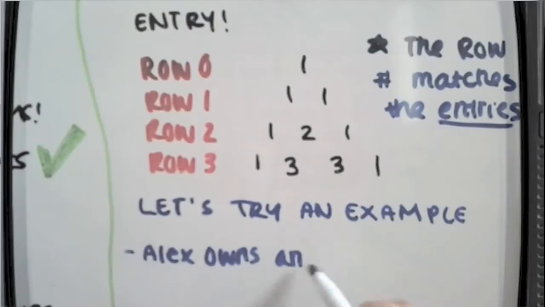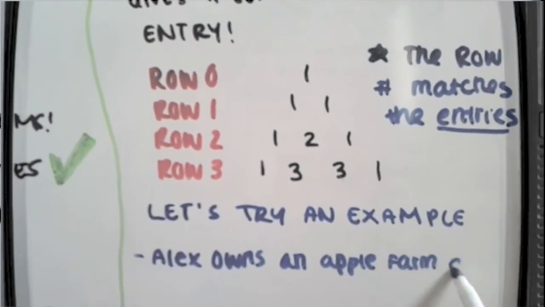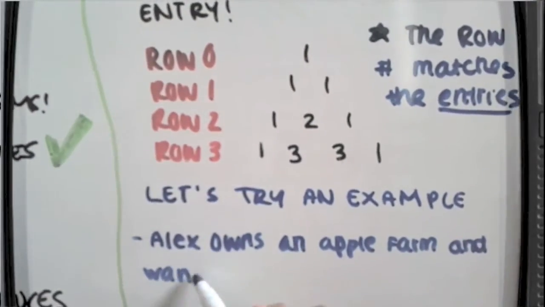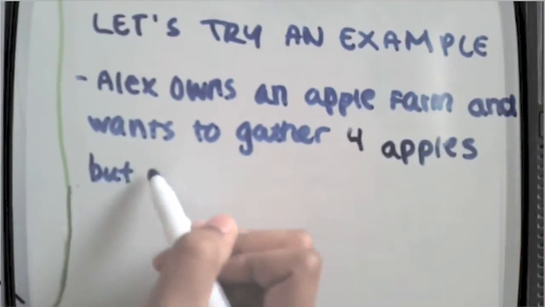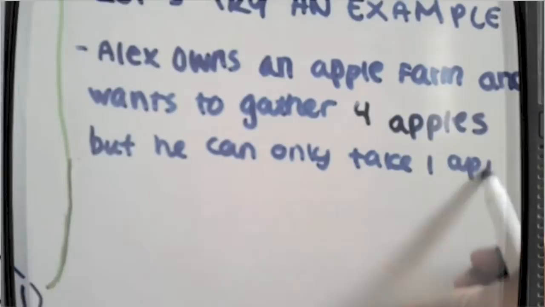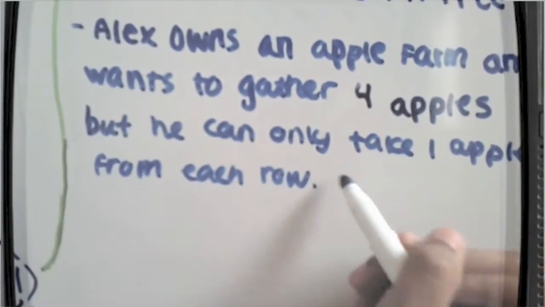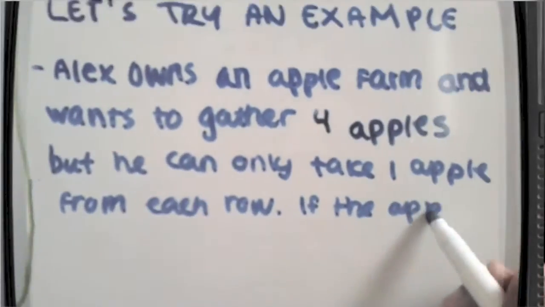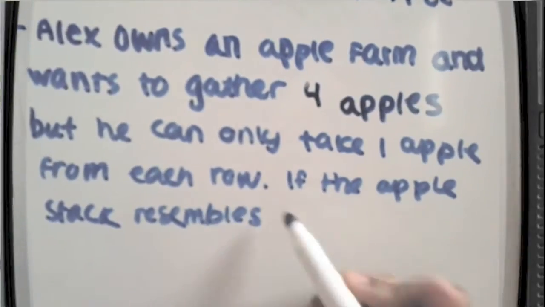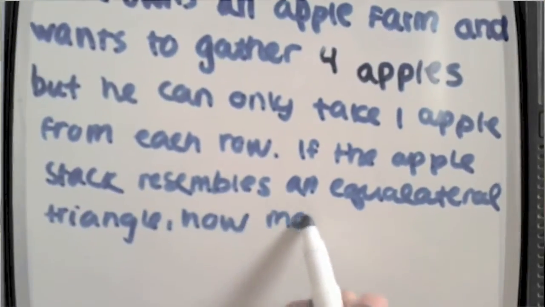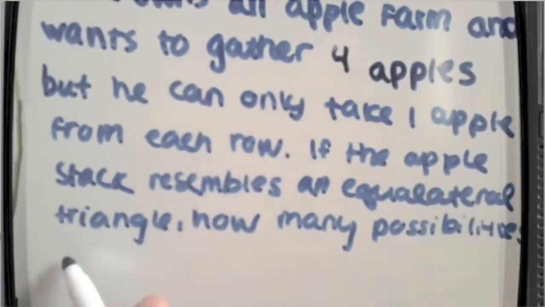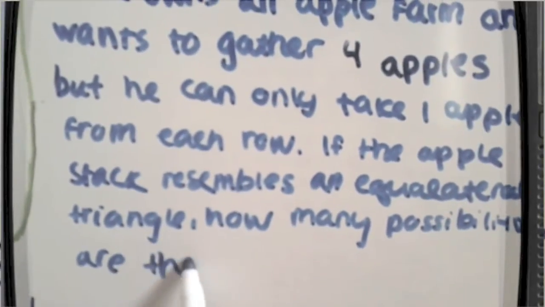So Alex owns an apple farm, and basically he wants to gather 4 apples, but he has to have 1 apple from each row, and he can't take more or less than that, and he can't go back. So if he's taken 1 from 1 row, he can't just go back and take something other. And if the apples are stacked in an equilateral triangle shape, then how many possibilities are there?